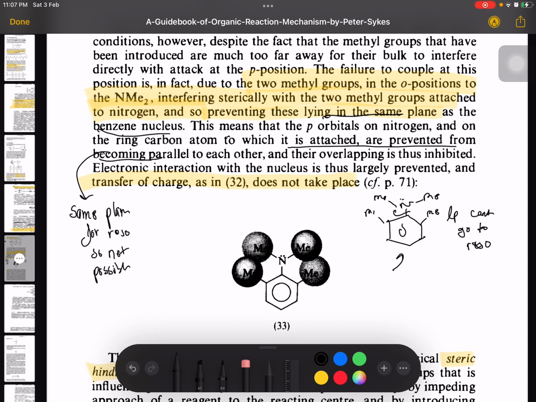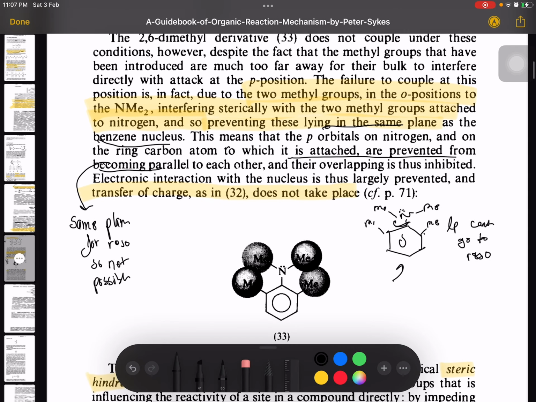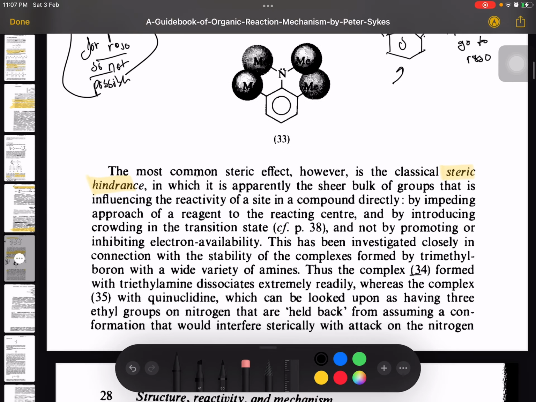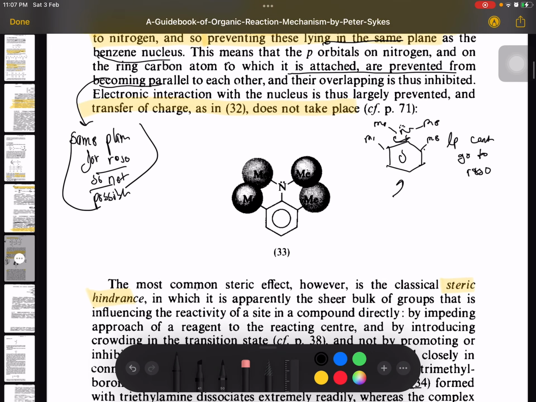As I told you in the basic strength lecture, this Me will make this group turn and make the lone pair not go in resonance with the ring, which makes the lone pair more available, which makes it more basic. The NMe2 group cannot lie in the same plane as the benzene nucleus. This means the p orbitals on nitrogen and on the ring carbon atom are prevented from becoming parallel. They have to be parallel, in the same plane, for resonance to take place, so it's not possible for resonance to take place. This is called steric hindrance.